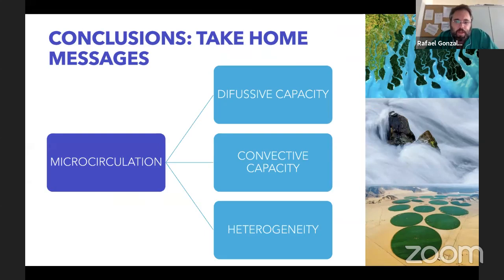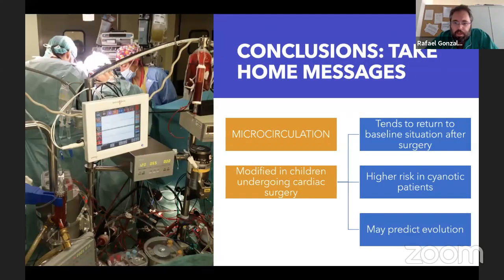As conclusions, we have to remember that microcirculation is defined by three different aspects: the diffusive capacity, the convective capacity, and the heterogeneity. Microcirculation is modified in children undergoing cardiac surgery and tends to return to the previous situation after surgery, but it does not return in every patient. Cyanotic patients might be at higher risk, and it might also be useful to predict evolution.